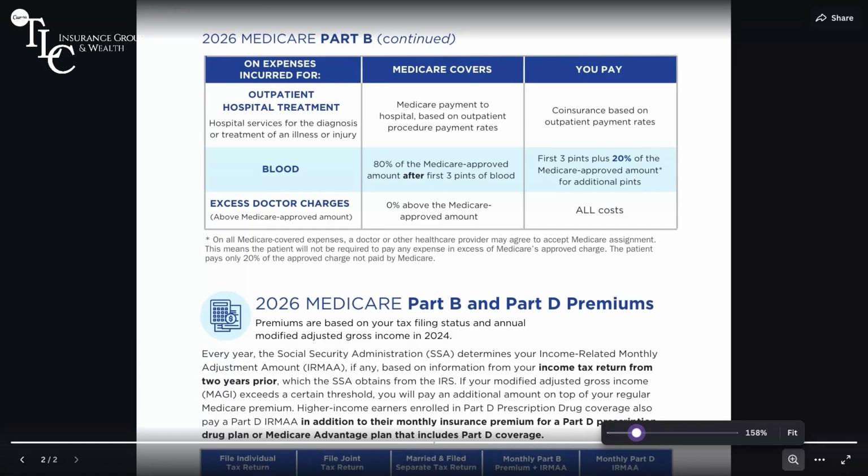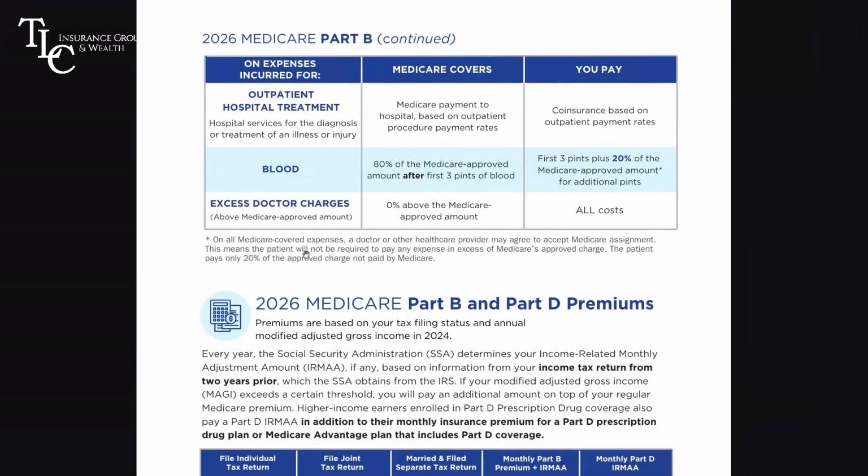And then really importantly, when we look at Part B coverage, excess doctor charges. That would mean a doctor charges you an amount higher than what Medicare approves. Some states make it very difficult for that to happen, but depending on where you are in the country, you may want to look into your state regulations regarding excess charges in Medicare and see what kind of restrictions might be in place to stop that from being a factor for your clients.